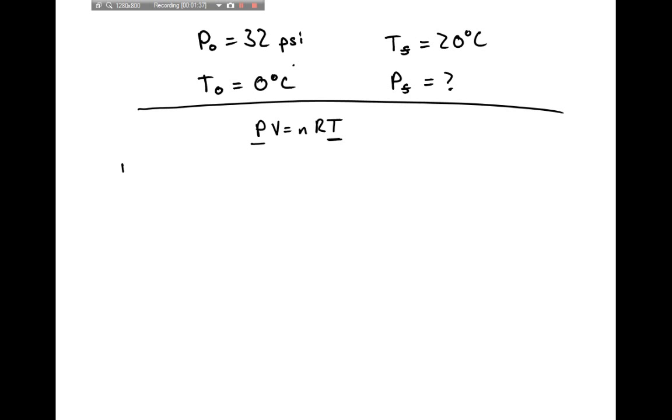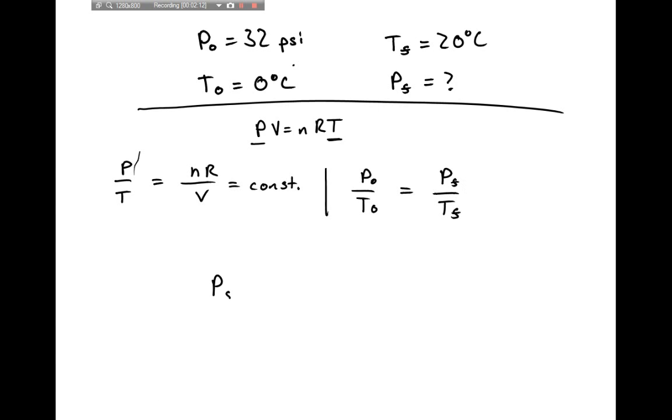If I do that, I see that P divided by T is equal to nR divided by V. And the reason we do this is that nR divided by V is equal to a constant. If n isn't changing and V isn't changing, then nR divided by V is not changing either, so it's equal to a constant. What this means is that P initial divided by T initial is equal to P final divided by T final, because P divided by T is always equal to a constant. So now if I just solve for the final pressure, I see the final pressure is equal to the initial pressure times the final temperature divided by the initial temperature.